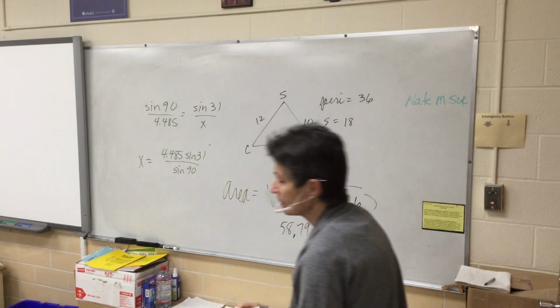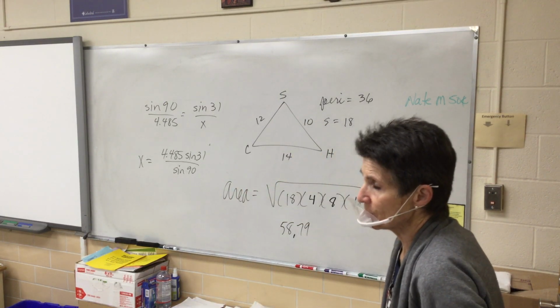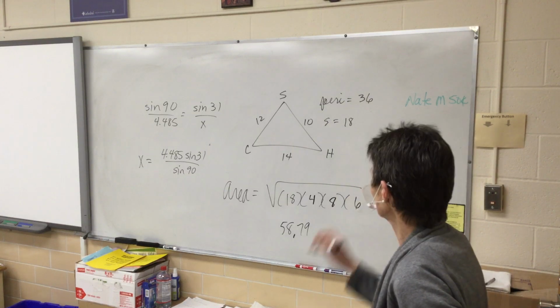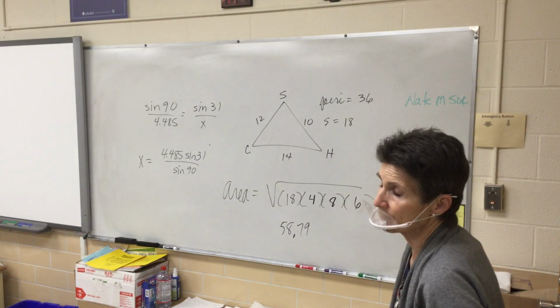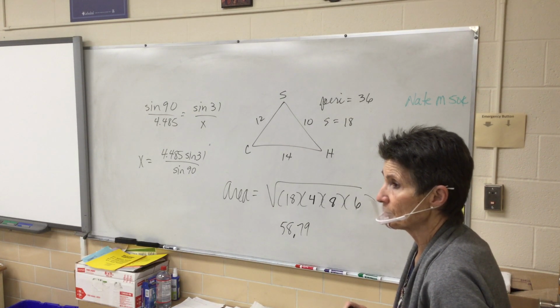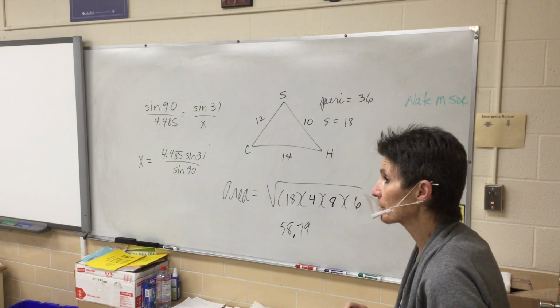If you know all 3 sides, the easiest way to find the area is right there. You can do it other ways, but that is the easiest way. If you know all 3 sides. Read 2C.